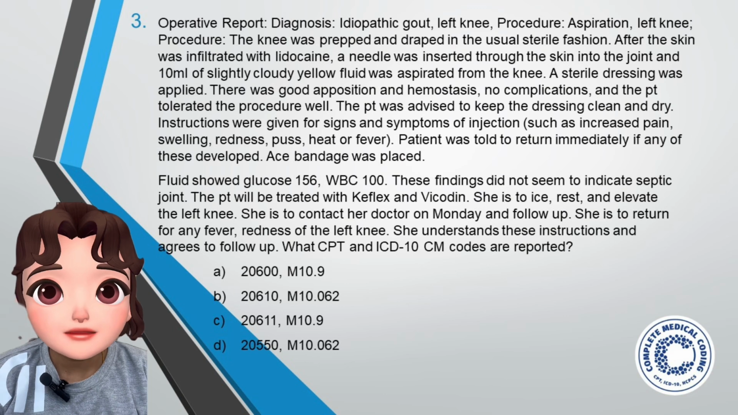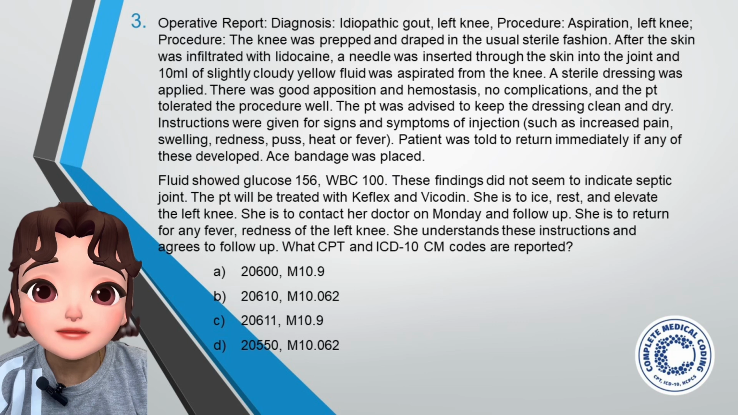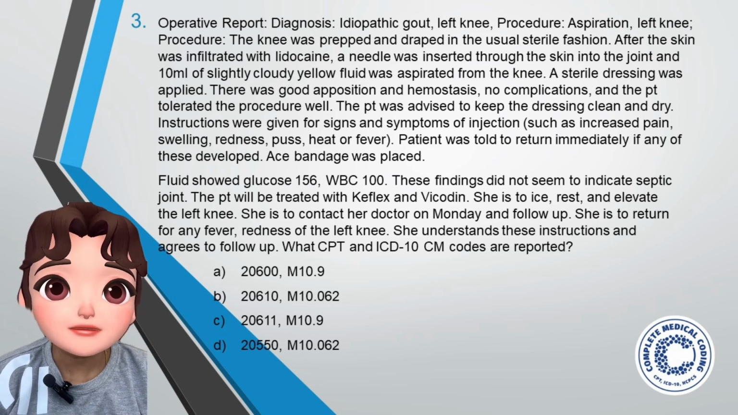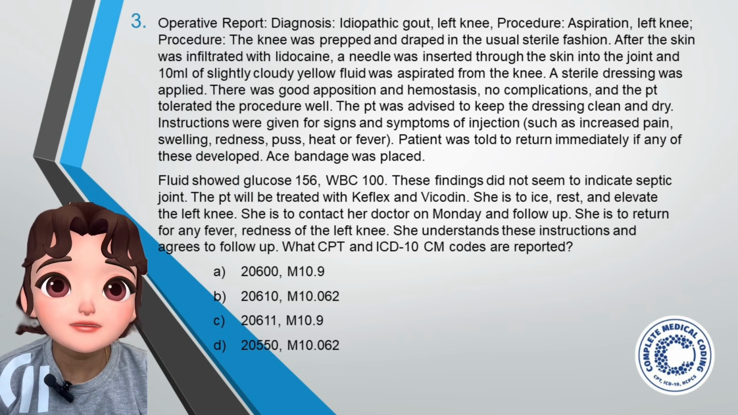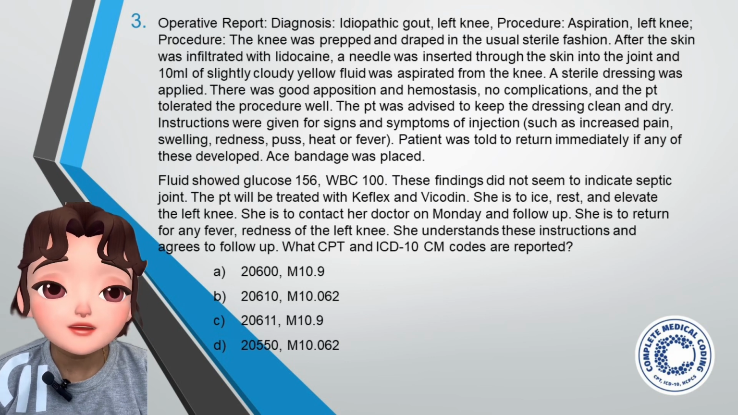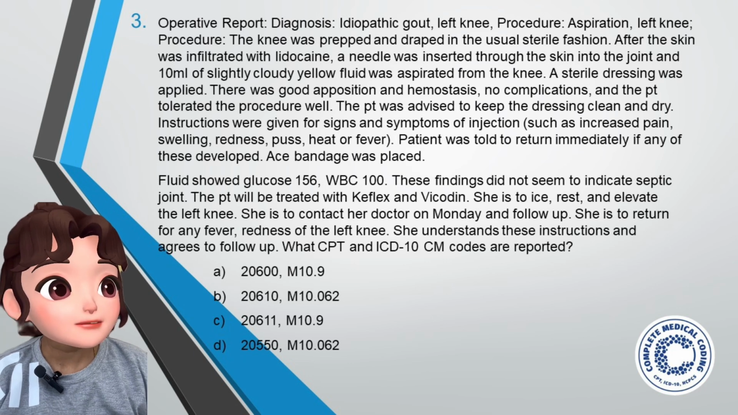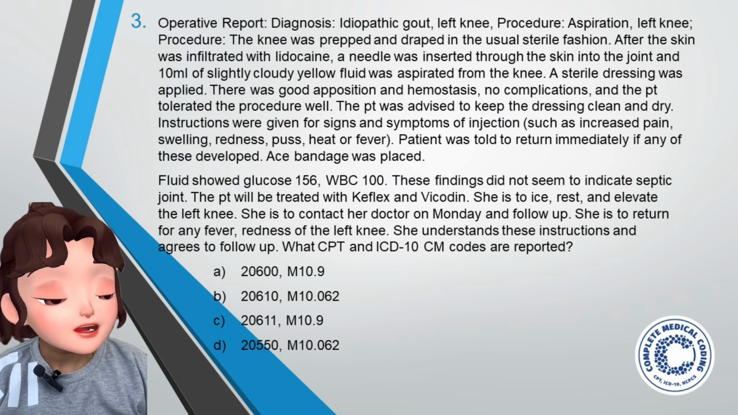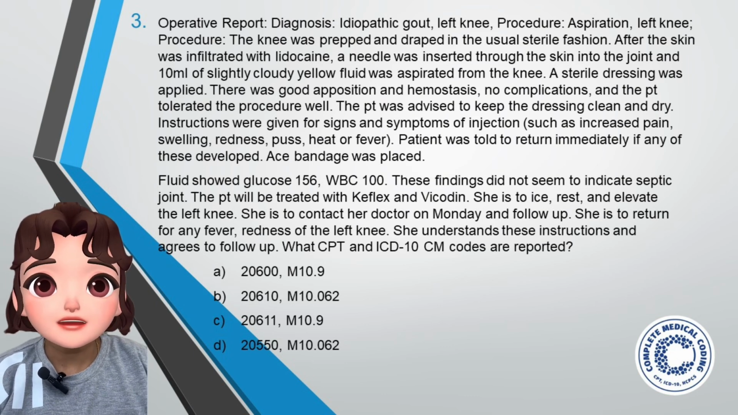See, after reading the question also you understand that nothing happened in the procedure. Everything went well. Whatever is the diagnosis and procedure, only that is mentioned. So we need to code for the diagnosis idiopathic gout, left knee. What will be the code for idiopathic gout? What is the first option? M10.9. M10.9 represents gout unspecified. No, this is idiopathic gout. It's not an unspecified one.